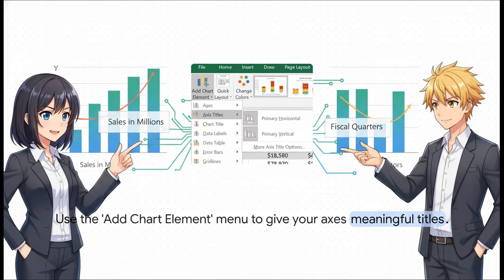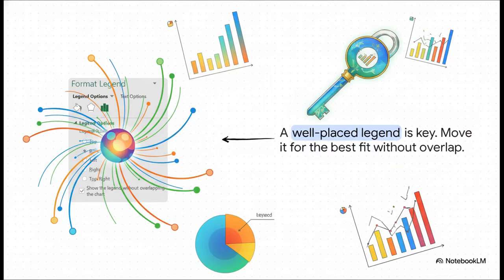Using the Add Chart Element menu to pop in some axis titles gives people immediate context. A simple label like Sales in Millions or Fiscal Quarters clears up any confusion and instantly makes your chart look way more professional. The legend is, quite literally, the key to understanding your chart, but if it's in a weird spot, it just adds to the clutter. So use the formatting options to move it around, put it on the top, the bottom, the side, find that sweet spot where it's easy to read but stays out of the data's way.